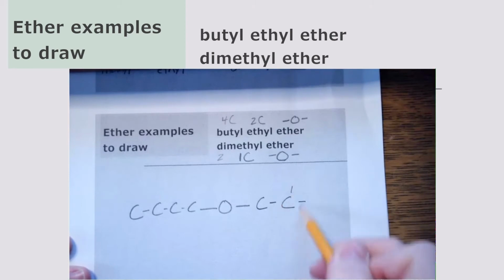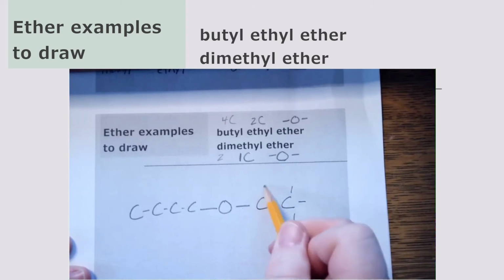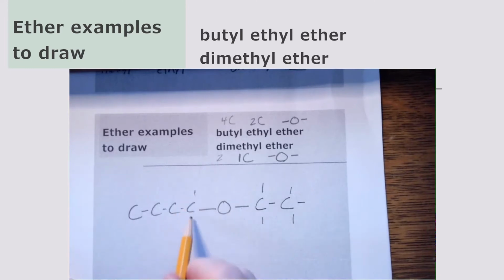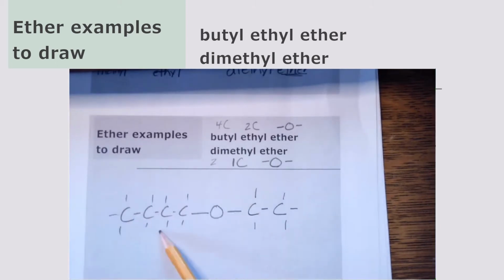1, 2, 3, 4. 1, 2, 3, 4. Remember this, oxygen can only form 2. 1, 2. Done. This carbon, 1, 2, 3, 4. 1, 2, 3, 4. 1, 2, 3, 4. Okay, there is butyl, ethyl, ether.